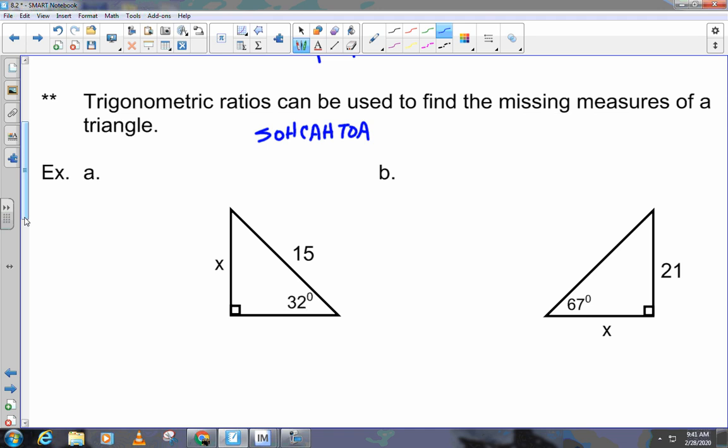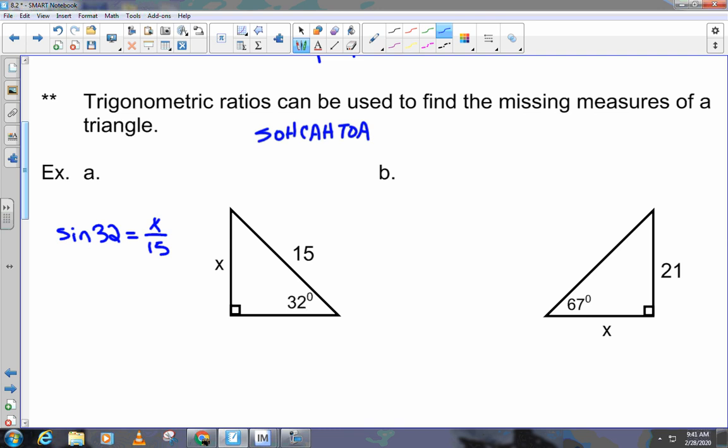Okay, write SOHCAHTOA up here. So what I do is I look at the angle and what I have in regard to the angle, okay? So I have a 32-degree angle, and I'm looking for the opposite, and I know the hypotenuse. So opposite and the hypotenuse, which trigonometric ratio am I going to use? I'm going to use sine, opposite and hypotenuse. So you always take the sine of the angle, in this case it's 32, and that's equal to opposite over hypotenuse.